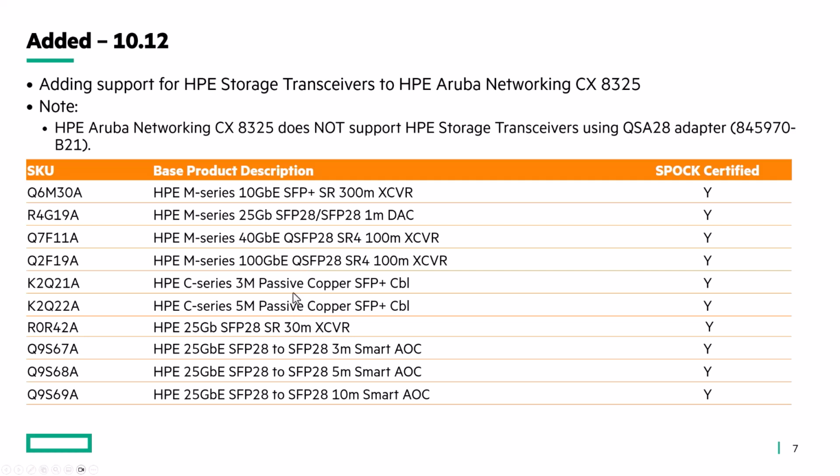We've got a couple C series cables, so a 3 meter and a 5 meter 10 gig cable, and then a variety of 25 gig options, so a SR 30 meter transceiver, 3 meter, 5 meter, and 10 meter AOCs at 25 gigs. So these have all already been added with 1012 into SPOC as SPOC certified for the CX8325.